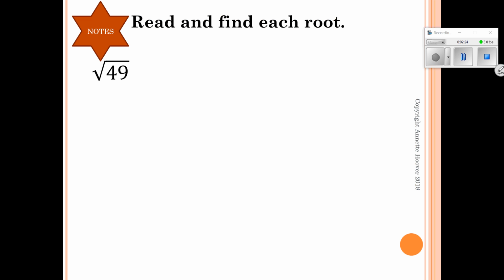If you happen to be taking notes, if you copied off the notes and are taking them, we're going to practice reading them, because if you can read them correctly, you can evaluate them correctly. So our first one, right here, you have a radical sign with a 49 underneath it. We read that as the square root of 49. To evaluate that, we ask ourselves, what number multiplies times itself to get 49? And of course, that is 7.